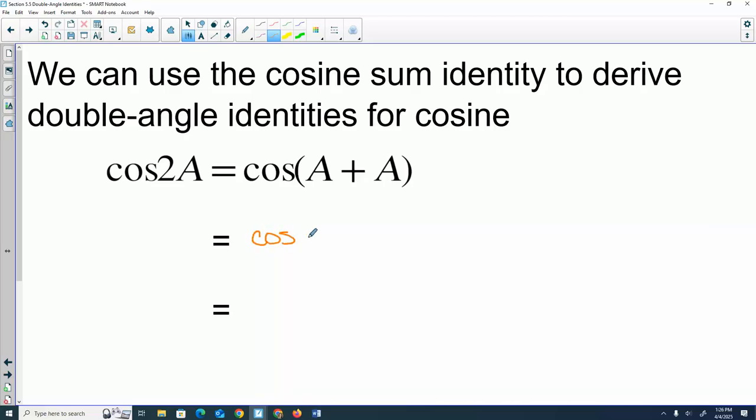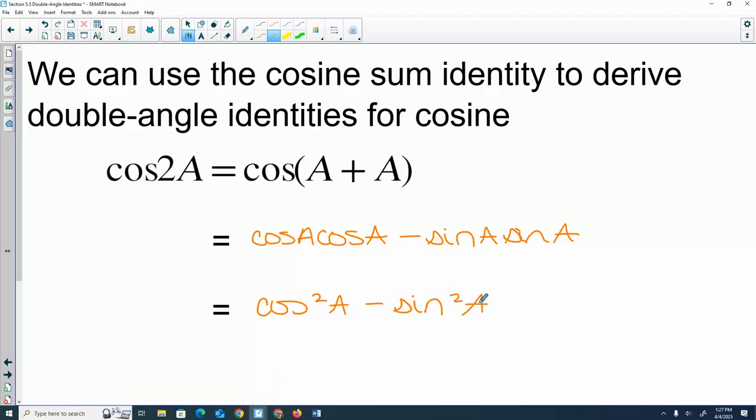It says cosine of the first, cosine of the second, minus sine of the first, sine of the second. And so that turns into cosine squared a minus sine squared a. So that's where the cosine formula comes from. And we can derive sine and tangent much the same ways. Cosine is a little bit different because we have several different variations.